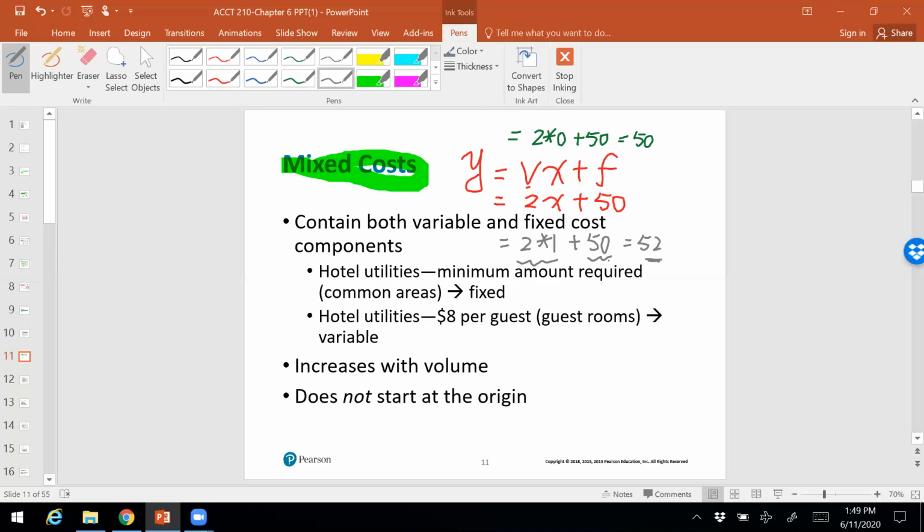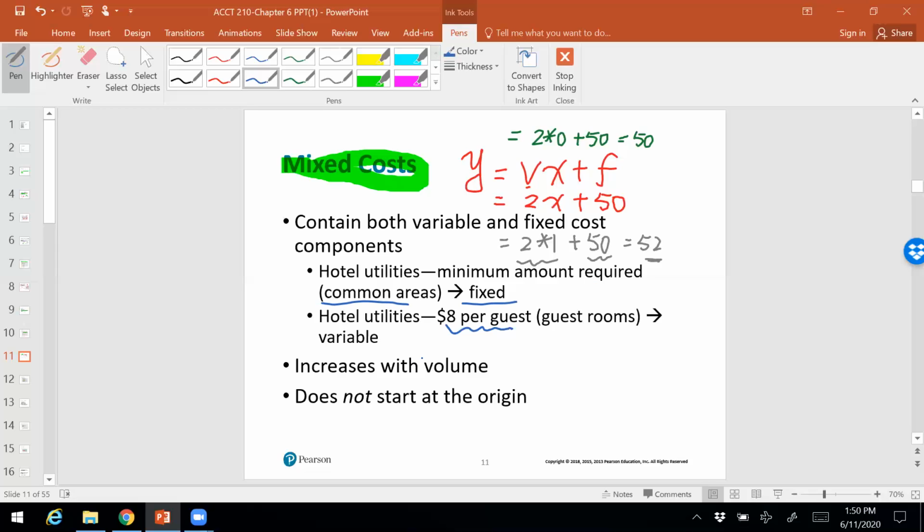If you read your textbook example, they use the hotel. They say for the hotel's utility, you have two parts. One is for each guest, so if you have more guests, the cost will be higher. This is the variable cost. But you also have the common area. Even if you don't have any guests coming, you don't want to have the hotel completely dark. Even if nobody comes in, you still have some common area, so you have to put on lights. That will be your fixed cost. So this is the minimum amount required.